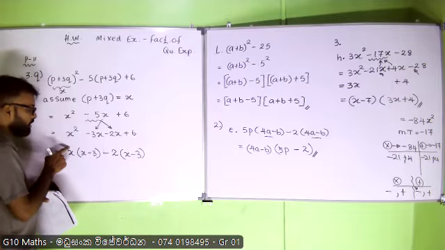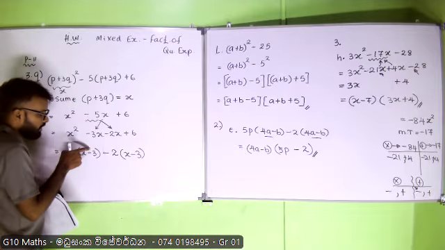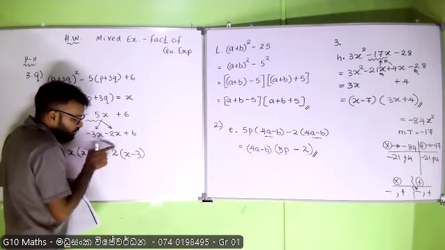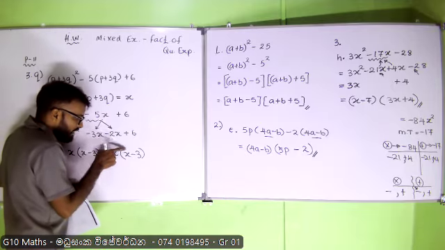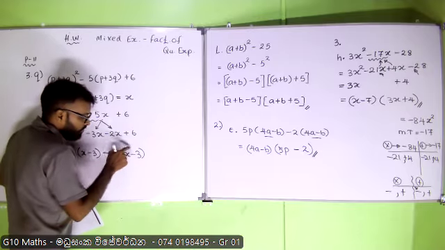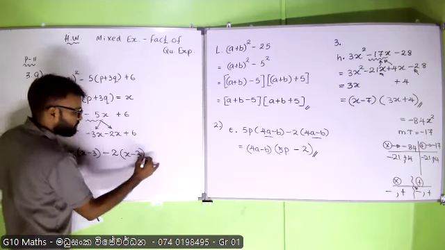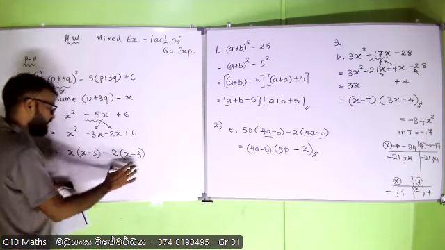Positive into positive, positive, x into x, x squared. Positive into negative, negative, x into 3, 3x. Negative into positive, negative, 2 times x, 2x. Super. Negative into negative, positive, 2 times 3, 6. Excellent. So this is okay.